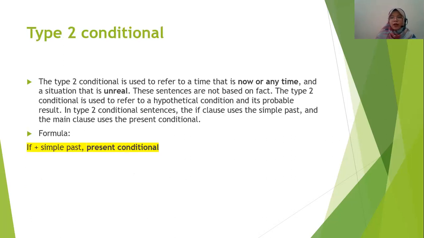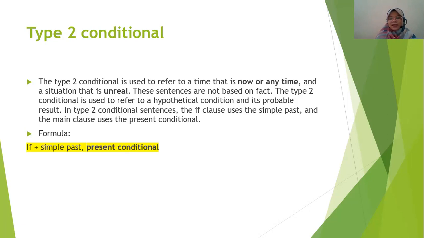Next, we are moving on to the type 2 of conditional sentence. Type 2 conditional is used to refer to a time that is now or any time, and a situation that is unreal. So this is different from the first type of conditional. If the first type conditional tells you about the real situation or fact, this type 2 conditional is telling you about unreal. These sentences are not based on fact, of course, because this is unreal. The type 2 conditional is used to refer to a hypothetical condition and its probable result.